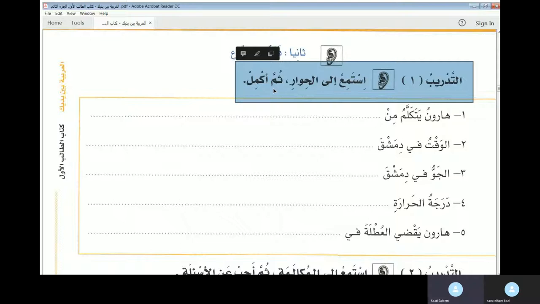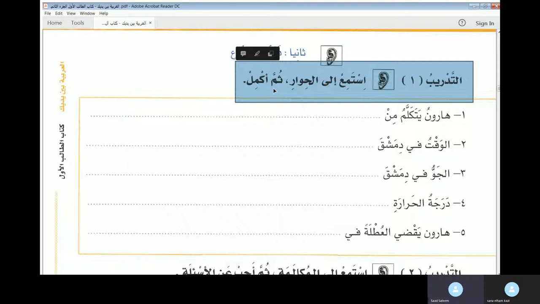Mahmood: كيف الجو في دمشق؟ How is the weather in Damascus? Harun: الجو دافئ اليوم. درجة الحرارة 20. The weather is moderate today. Its temperature is 25 degrees. Mahmood: أين ستقضي العطلة؟ Where will you spend holidays? هارون: سأقضيها في مكة إن شاء الله. I will spend them in Mecca, inshallah.